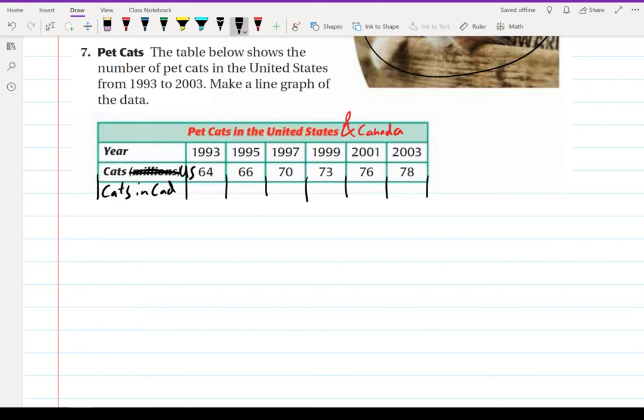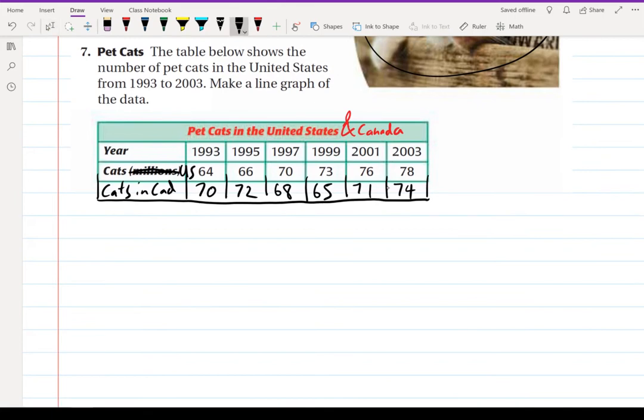So I'm just going to make up these numbers. Let's say it starts off at 70 and it goes to 72 and it goes down to 68, 65, and then it goes back up to 71 and then 74. Just an example. So please copy down the question in United States and Canada, from 1993. So instead of a line graph, this will be make a double line graph. It's going to be a double line graph.